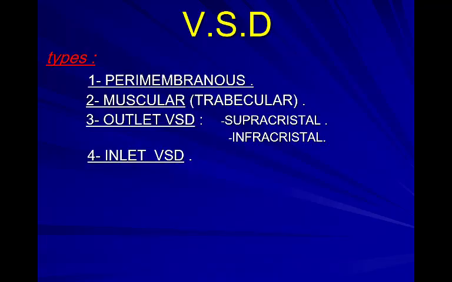Muscular or trabecular, the next type in the incidence. And outlet VSD is divided into supracristal outlet VSD and infracristal outlet VSD, and lastly and least in the incidence is the inlet VSD. Usually inlet VSD is not isolated, and it is a part of endocardial cushion defect.